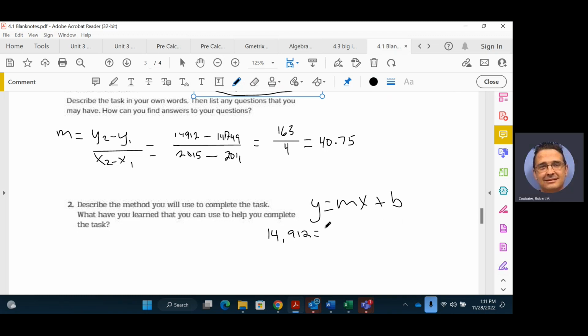Our slope was 40.75. The x coordinate for that particular one was 2015. I'm going to go in here and say, okay, what is this? Let's see, 40.75 times 2015 gives me 82,000.5.